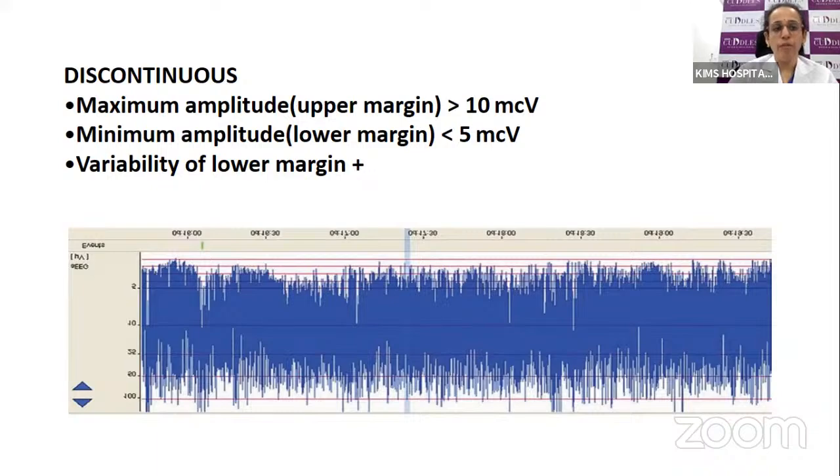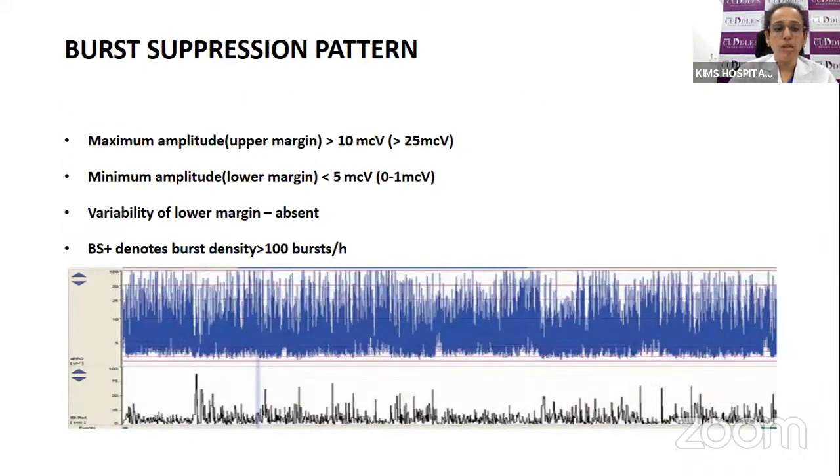Then we will go to the burst suppression. Here you can see there is a lot of spiking, and that is immediately coming down, and then again there is a lot of spiking. So that is called the burst suppression pattern. Here in the burst suppression pattern, the lower margin will be less than 5. This we should note. If the lower margin is always above 5, then we can consider it normal. If it is going below 5, then it should be discontinuous.